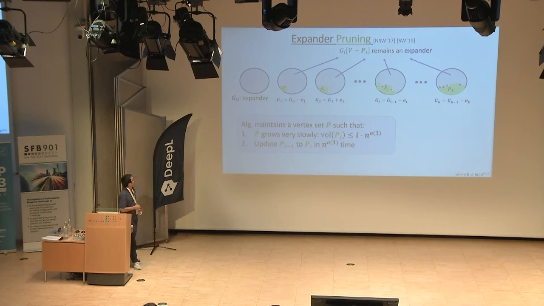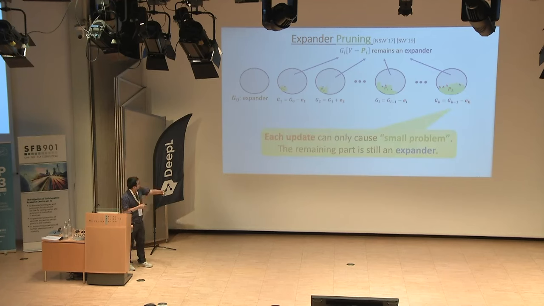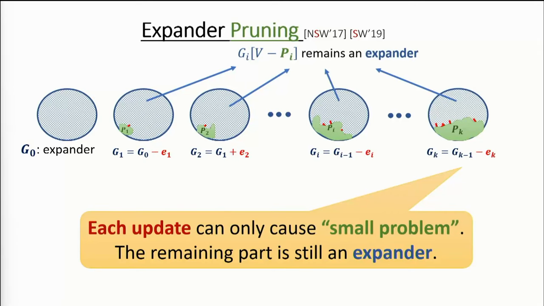I hope this is clear. So given a sequence of updates, the algorithm just keeps growing the set P, the pruning set. And you can think that each update causes only a small problem. The set P grows slowly, and the remaining part of the graph remains an expander. It's good for you. This is how an expander is robust. Given a sequence of updates, you still have a large part of the graph that is still an expander.